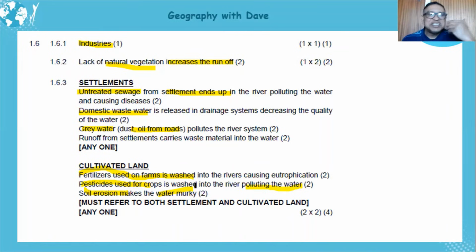It is simple, based on the general knowledge that you learned, because there's no specific information there. If it was written fertilizers, then you had to write about fertilizers. And they will tell you evidence from the source.